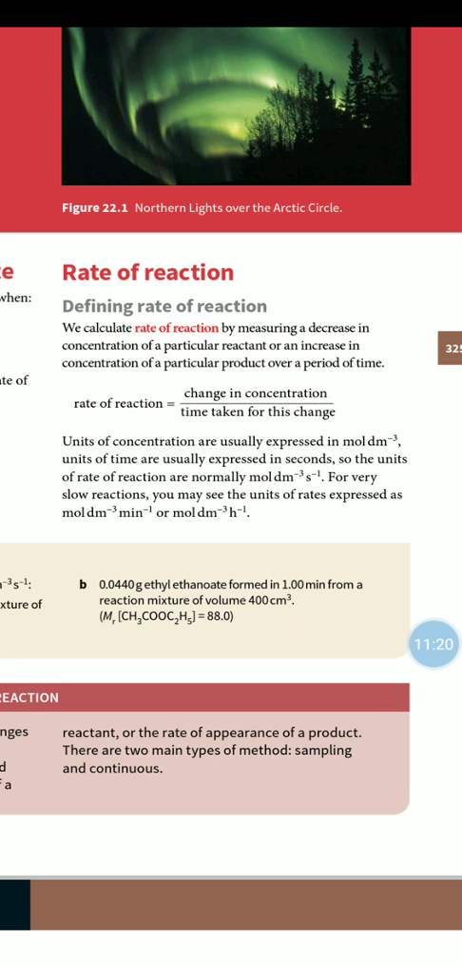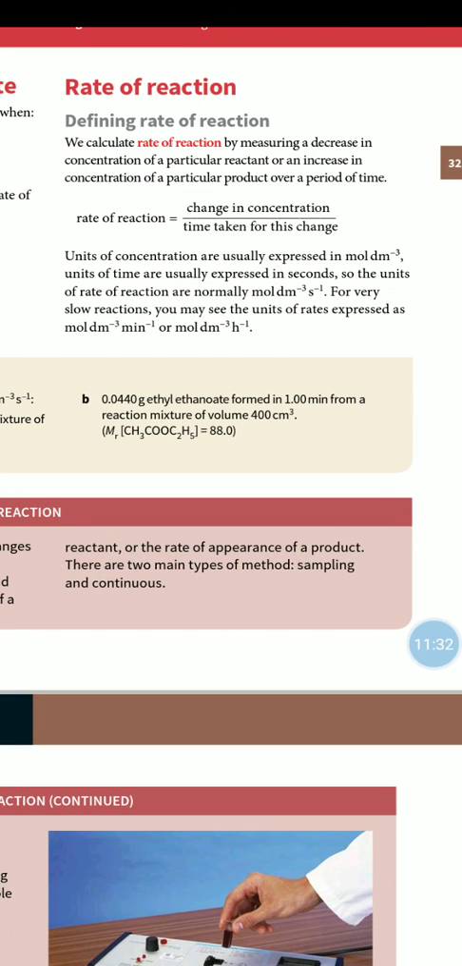So for the change in concentration, you will have to write mole per cubic decimeter divided by time in seconds. Then usually it is mole per cubic decimeter per second. But if it is slow, it would be mole per cubic decimeter per minute or mole per cubic decimeter per hour.